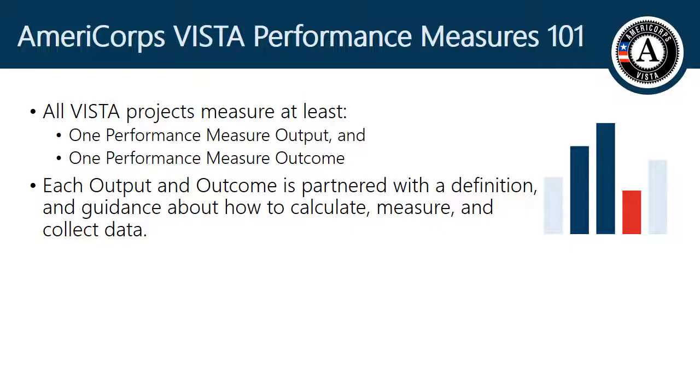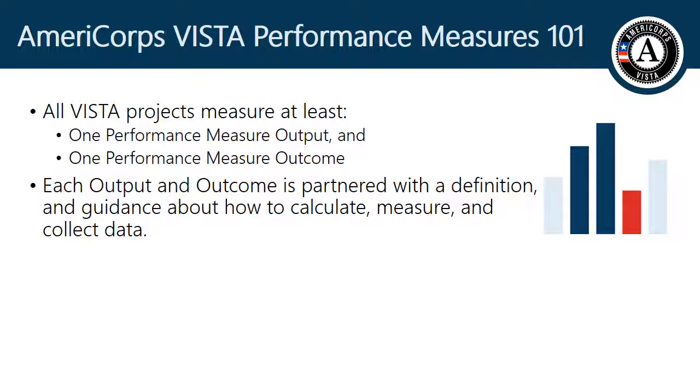Every VISTA project across the country is required to measure at least one performance measure output and one performance measure outcome. Each performance measure output and outcome is partnered with definitions and guidance about how to calculate, measure, and collect data. Let's take a break from the video for a quick action item.